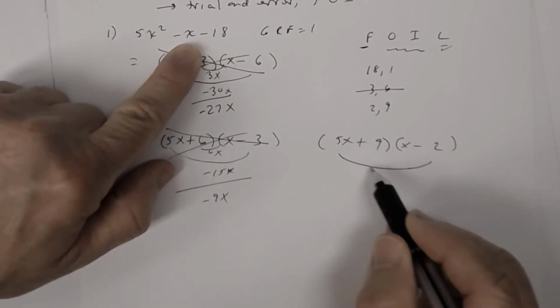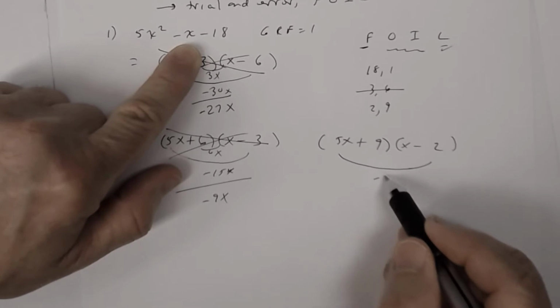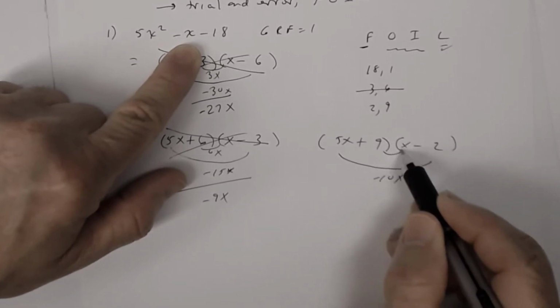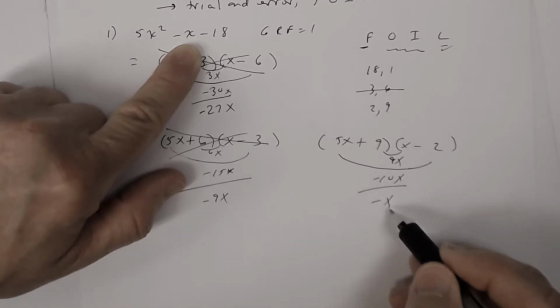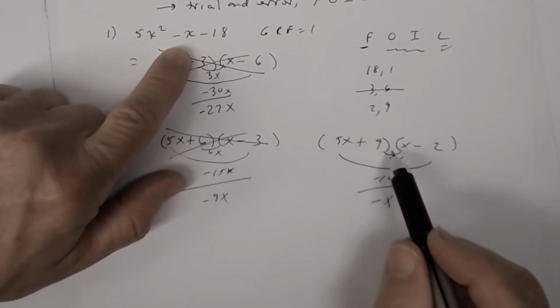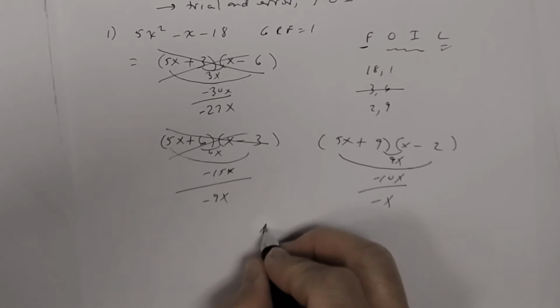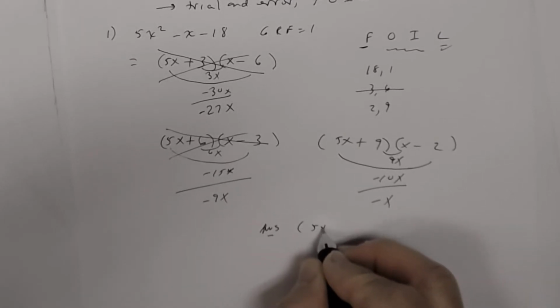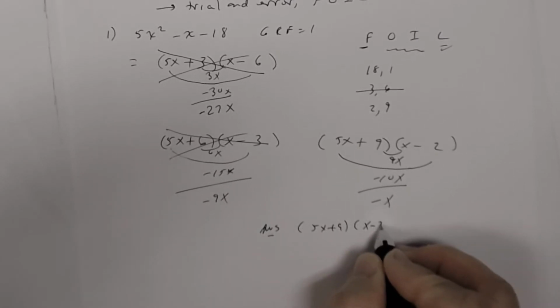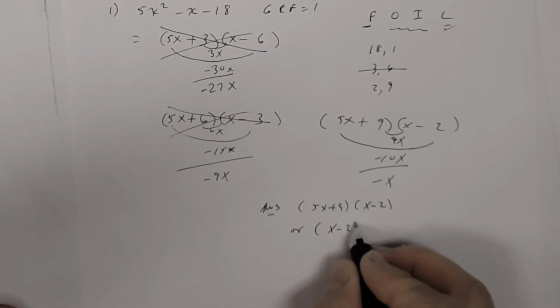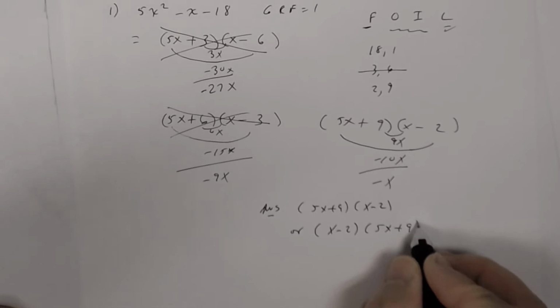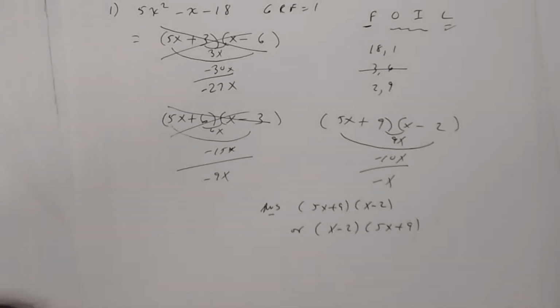What is 5x times a negative 2? Negative 10x. What is 9x times x? 9x. And when I add them up, what's 9x and negative 10x? Negative x, and that is what you wanted. So hey, you got it. There's the answer. So the answer will be 5x plus 9 times x minus 2. And remember, multiplication is commutative, so someone else could have said x minus 2 times 5x plus 9. All right, so that was number 1.